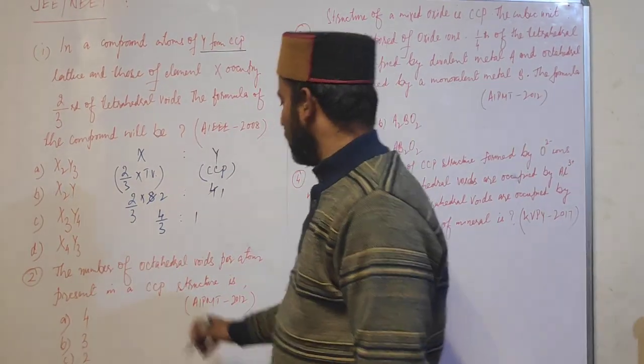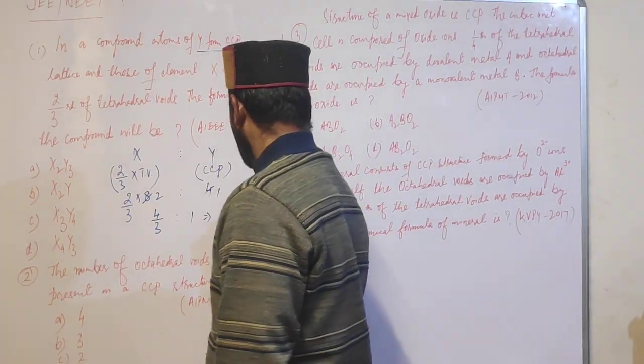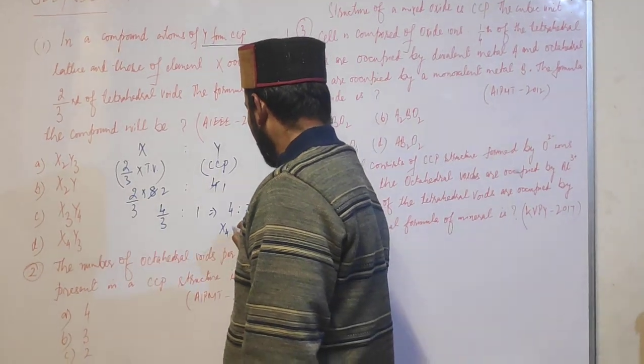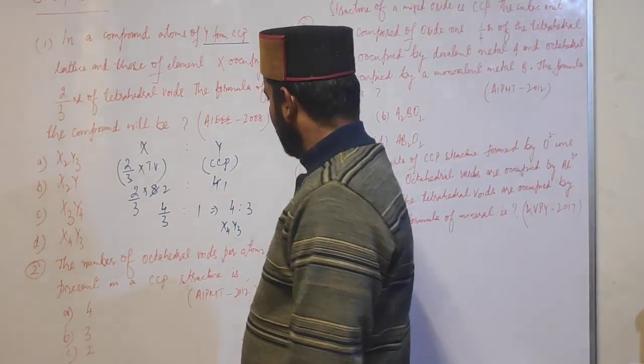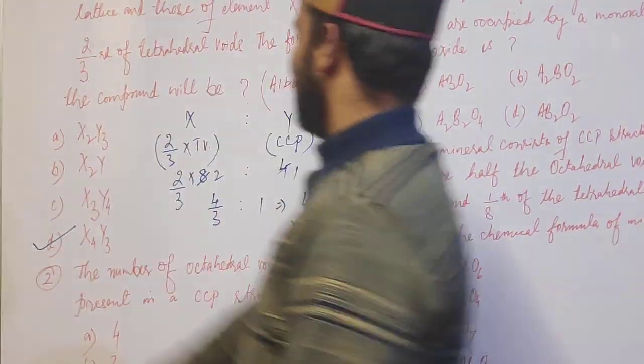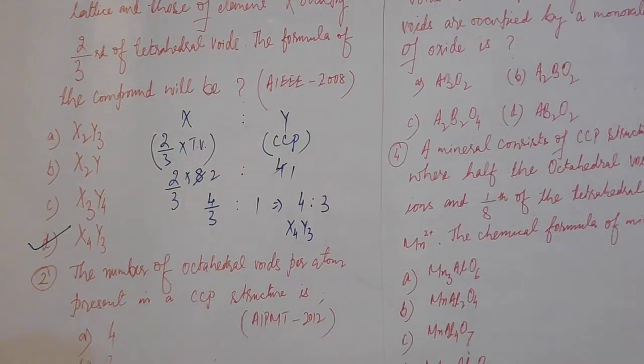4 by 3 is to 1, or we say it is 4 is to 3. So we have X4 Y3. So student, the correct answer is option D.